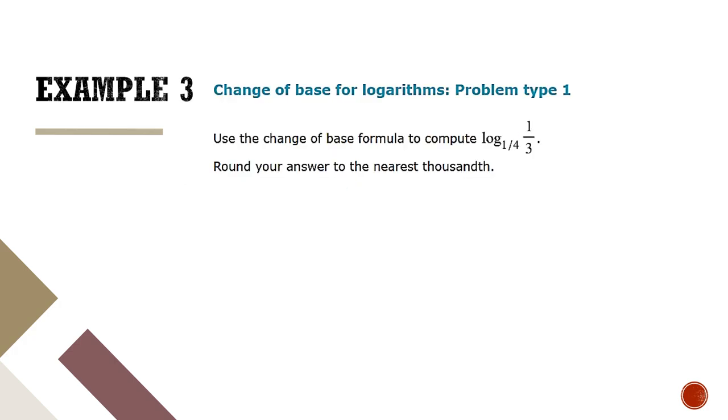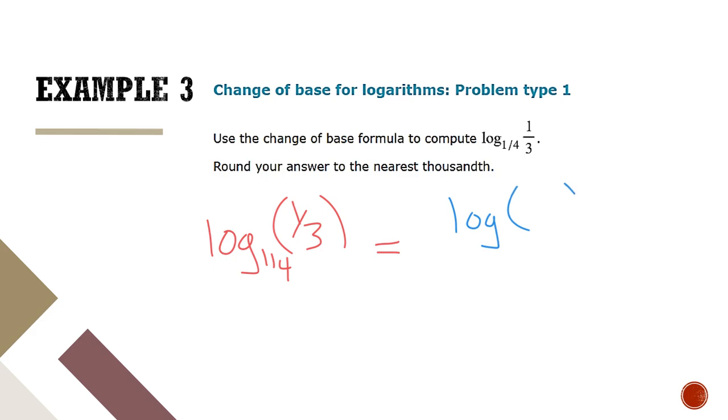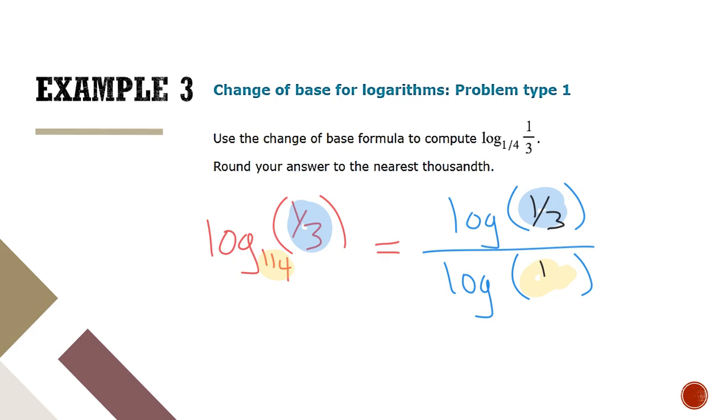So let's do a quick example here. If we have the log base 1 over 4 of 1 over 3, we can rewrite this as a new logarithm base 10 over another logarithm of base 10, where whatever is on the inside of the logarithm will go up on top here, and whatever is the base will be on the bottom. So we just write those in. So this will be the log of 1/3 divided by the log of 1/4.